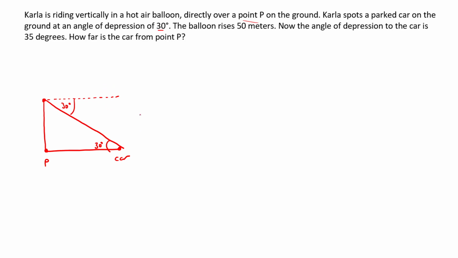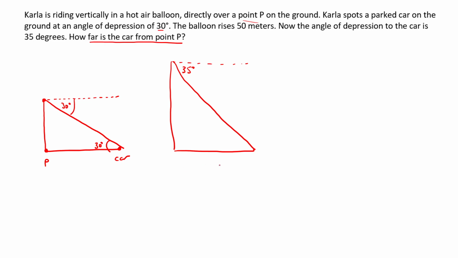All right, so now she's going to go up 50 meters. So let's draw another triangle here, higher than the other one. Okay, and now, right, the angle of depression is 35 degrees. Okay, so what changed? So the distance from the car to point P is what we're looking for. And here's the car, here's point P. Let's call that like x. Now, x didn't change, right? The balloon didn't move left or right. It only moved up and down.